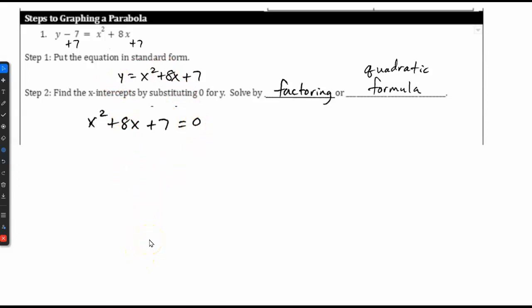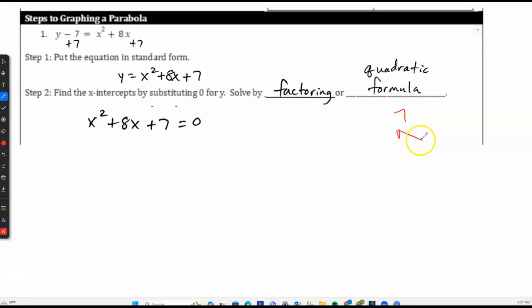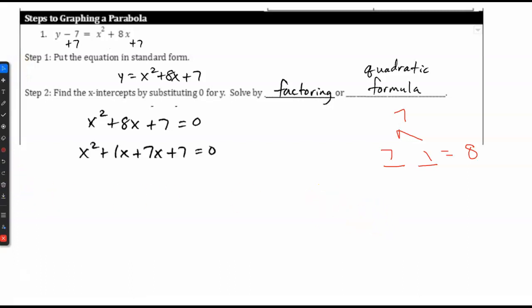So we need to know 2 numbers that multiply to make 7 and that also add to make 8. This is when we did a times c, so 1 times 7 is 7. So we need that number, and then we need 2 numbers that add to make 8. So I think those 2 numbers are 7 and 1. So now our equation looks like this. We took the 8x apart, and then we put these in groups, right? Factor by grouping.